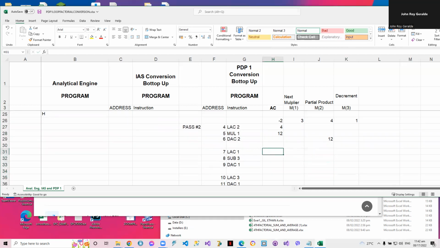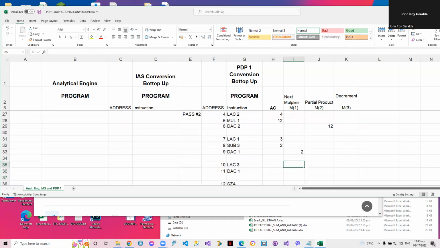Then we proceed. LAC1, load accumulator 1. The accumulator is 3. Sub 3, so 3 minus 1, this is 2. And we say DAC1, which deposits our next multiplier of 2 to memory 1. The same trace, no? If you have traced the analytical engine and the IAS, there's no problem tracing here. We're just translating line per line.